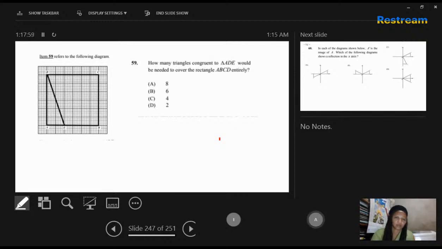Number 59. How many triangles congruent to ADE would be needed to cover the rectangle ABCD entirely? Congruent means exactly the same size. So two of them make up one square. They're not squares, they're rectangles, so we would need six of them. Six of them. So the answer is B. Okay, Imani.